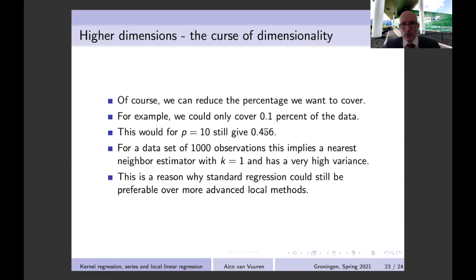In addition, if you're only going to cover 0.1% of the data, that means that if you only had 1,000 observations, you would only have a nearest neighbor estimate of k equal to 1. Well, that generally has a very high variance. So because of this curse of dimensionality, all local methods, not just the k-nearest neighbor estimator, have this problem. Therefore, these local methods can have very high variances, and they may not always be good predictors when this p is very high.